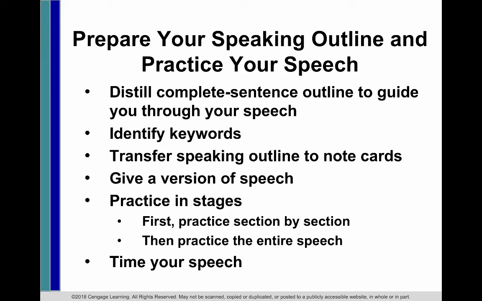Once you have your complete sentence outline written and you're ready to begin to practice your speech, you need to create your speaking outline. This is done using note cards. You distill your complete sentence outline down into short phrases and key words and transfer them to your note cards, keeping the same basic structure and numbering the cards so you can keep them in order. Write the words large enough for you to easily read them at a glance. If the words are too small, you'll be staring at them too much. In the module, there's an example of typical note cards so you can see what they should look like.